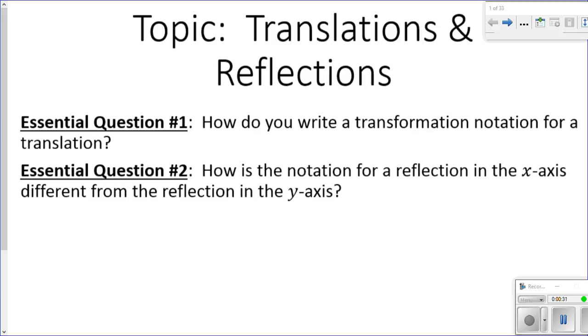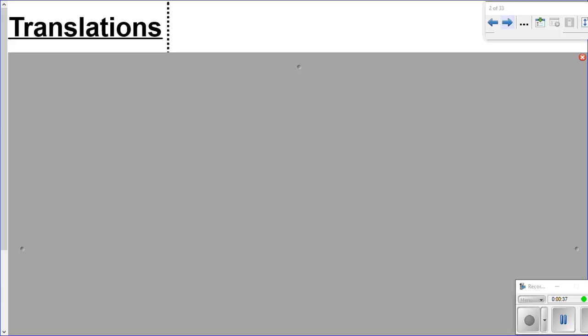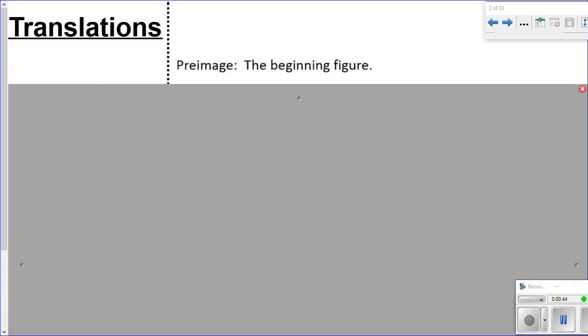onto the pre-made notes given to you. All right. So the first main idea is translations. And first we have some vocabulary terms that are just for transformations in general. We have what's called a pre-image, and a pre-image is the beginning figure. This is the given figure that you're going to start with.